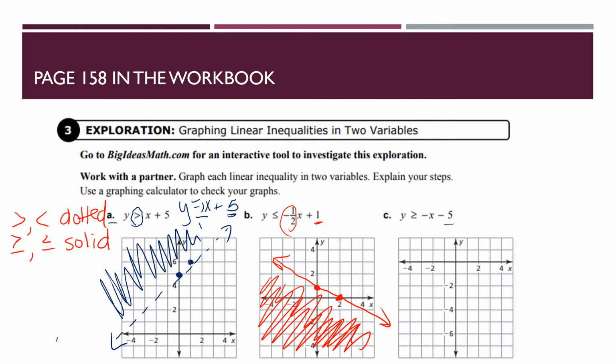Now what we're going to do is go down to negative 5. The negative 5 will be here. And we're going to go down 1, right 1 to get that slope. This one, again, according to what we just learned, is going to be solid. And this is y greater than, so we're going to shade above.